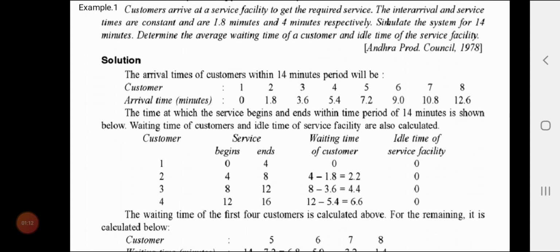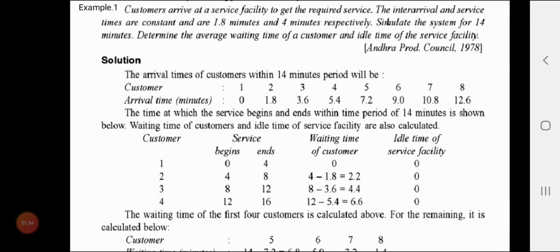Means what? One service facility is there, and customers are arriving there. The interval of arrival is 1.8 minutes. Means the first customer is coming at a particular time, after 1.8 minutes the second customer will arrive, and the third customer will arrive again at a 1.8 minute interval. So the interval of customers is 1.8 and the service time, the time required to provide them service, is 4 minutes. Then simulate the system for 14 minutes.